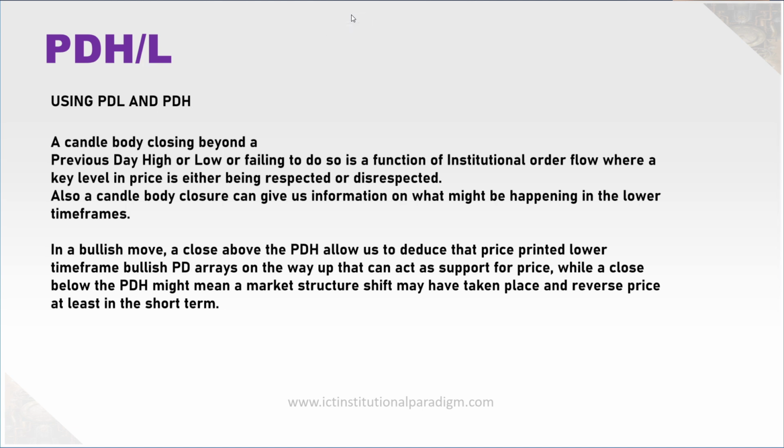Now in a bullish move, a close above the previous daily high allows us to deduce that price has printed a lower time frame bullish PD array on the way up, and it can act as a support for price. While a close below PDH, which is the previous daily high, means a market structure shift may have taken place and reversed price, at least in the short term, right?